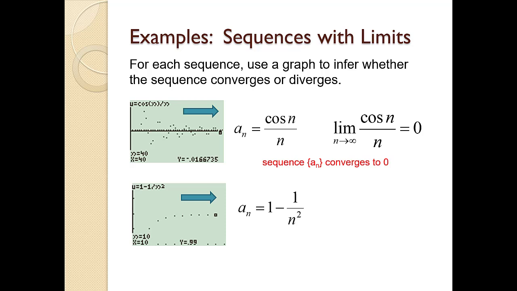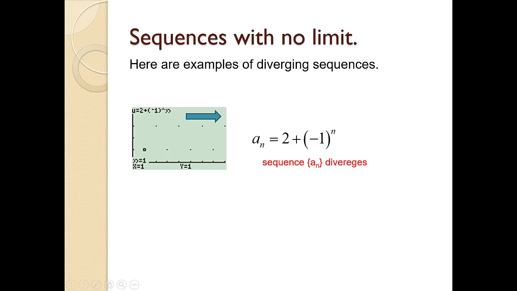If you look from left to right, you can see that the sequence values vary up and down, but as the n increases, the output varies less and less, and it appears that the values of the sequence all approach, or get as close as we'd like to at least, the value of 1. So you would say the sequence a sub n converges to 1. Now here's an example of a diverging sequence.